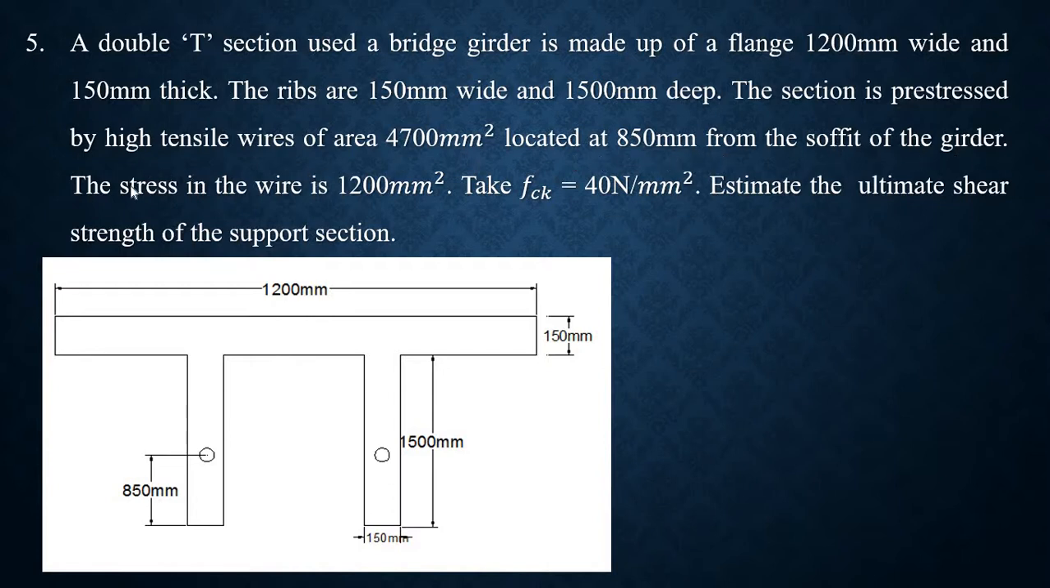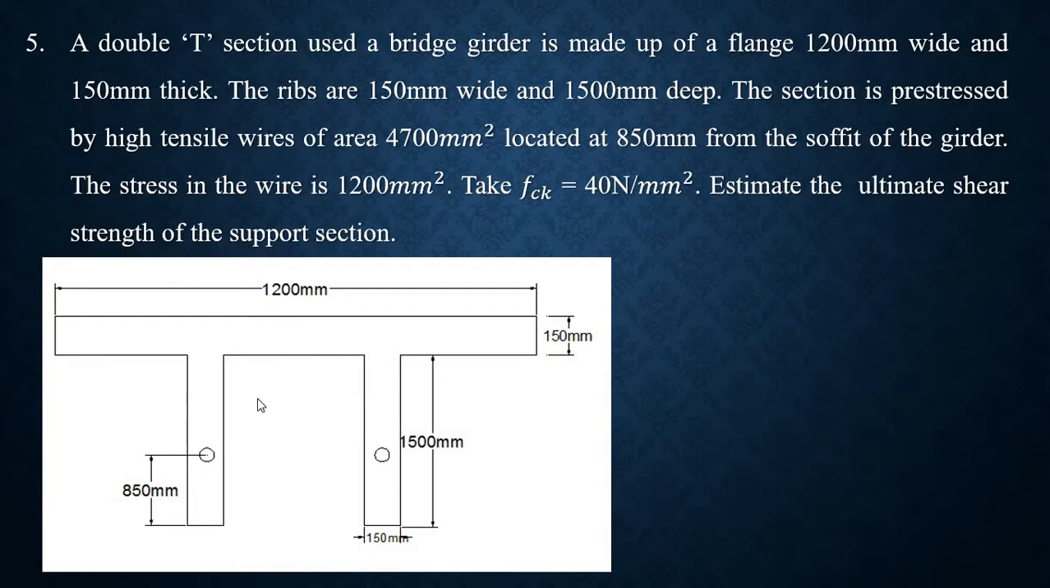of the girder. The stress in the wire is 1200 Newton per mm square. Take FCK 40 Newton per mm square. Estimate the ultimate shear strength of the support section.